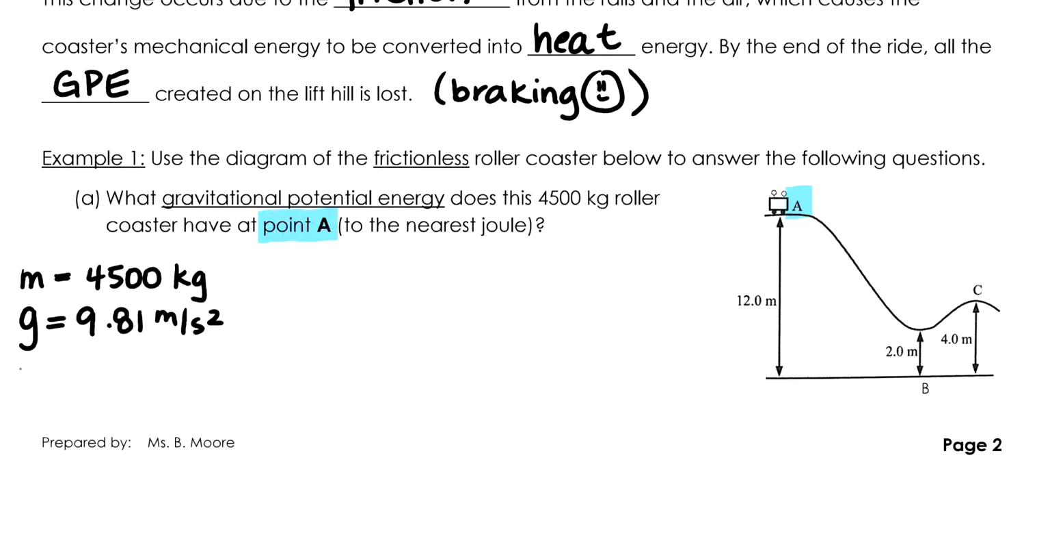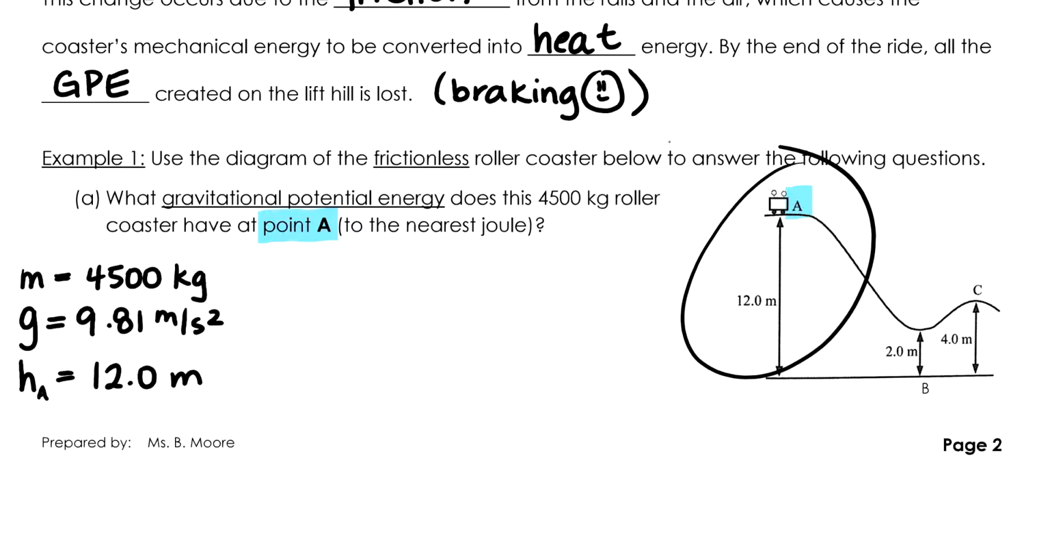How high is the roller coaster at point A? It's 12.0 meters above the ground. Now in roller coaster problems, we typically deal with a couple of different points along the track where the track is different heights above the ground. So a handy tip for roller coaster questions is to always use the subscript that specifies which height you're talking about. In this case, we're looking at the height of the lift hill or the height at point A.